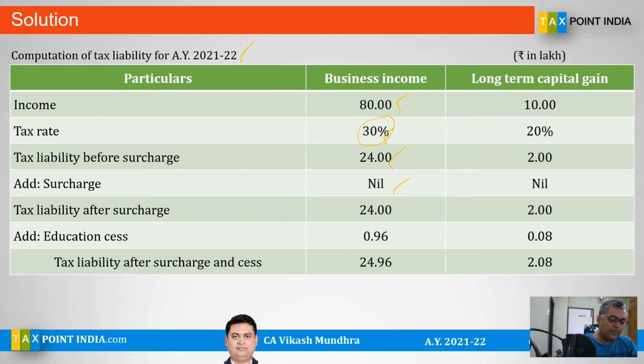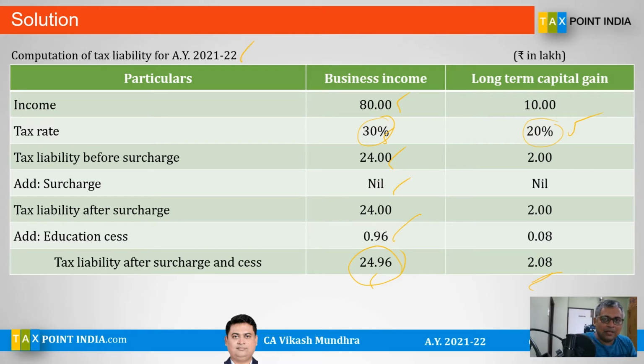Surcharge is nil, because your income does not exceed 1 crore and there is no surcharge. Education cess is 4%. Altogether it comes to 24,96,000. Similarly, long-term capital gain is liable at the rate of 20% and the tax liability on long-term capital gain is 2,08,000. Got it? It is not your actual computation. It is computation for computing interest liability under section 234C.